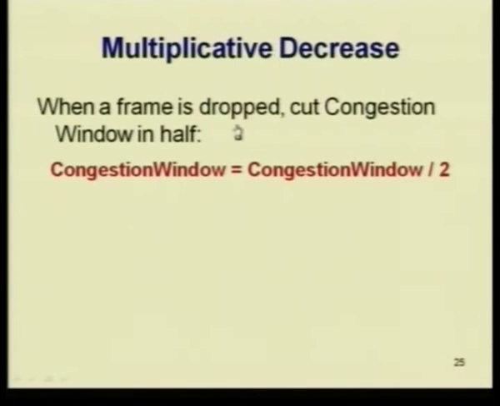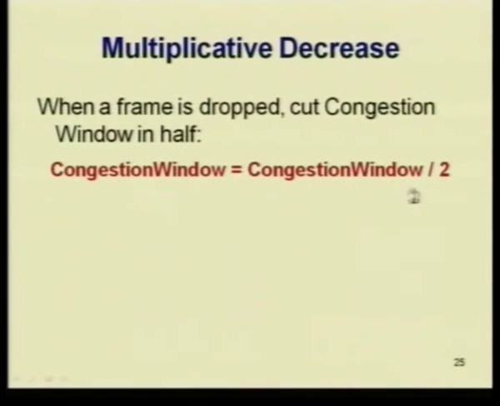Now coming to the multiplicative decrease part. Whenever a frame or segment is dropped or lost and a timeout has occurred, you will cut the congestion window in half. The congestion window will now become congestion window by 2. If the congestion window was 8 and I found that a timeout has occurred, then my congestion window will be set to congestion window by 2, which will become 4.